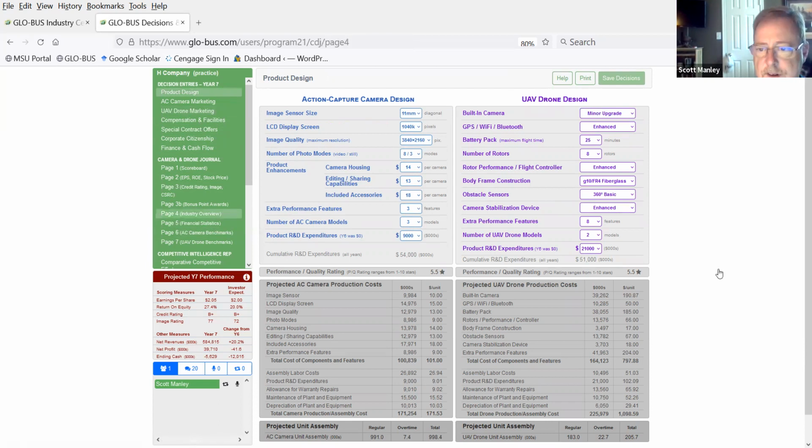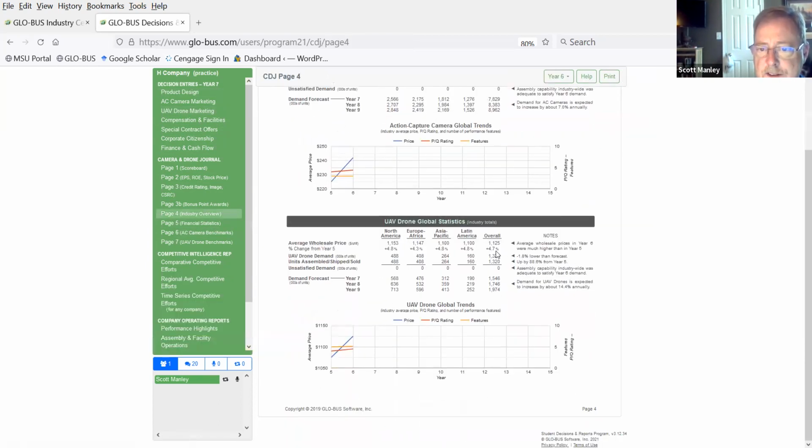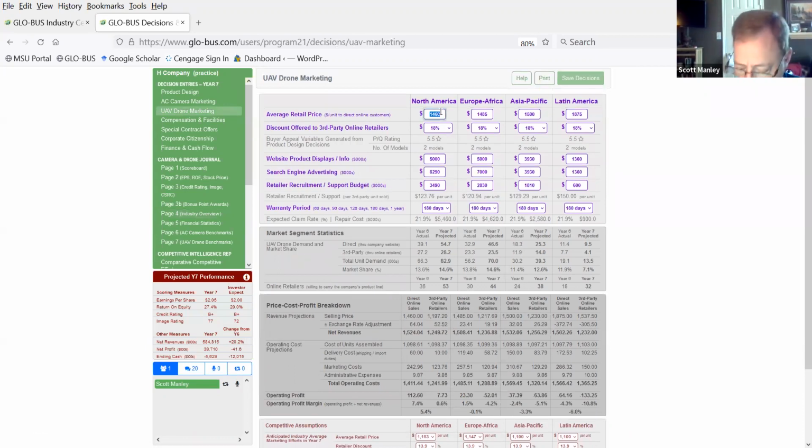Go back to your industry overview and you can pick your price up from there. $1,125 was the average last year for a 4.5 star product. So, 1125 divided by 4.5, and multiply times 5.5 means my price on average should be $1,375. So I'm going to go to drone marketing and we can start out at $1,375 and see what happens.